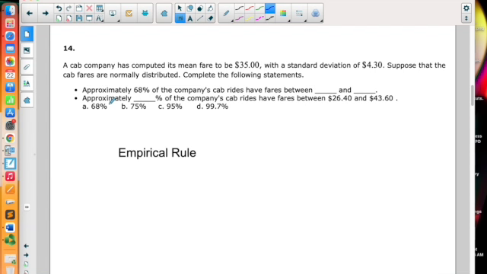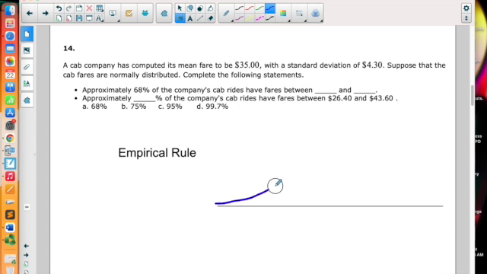A cab company has computed its mean fare to be $35 with a standard deviation of $4.30. All right, so this is where we're dealing with the empirical rule. Anytime you start seeing a 68, a 95, and a 99.7, you are doing the empirical rule.